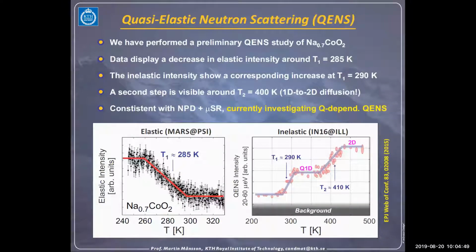So this is an energy result. So you can actually look at dynamics with neutrons as well. And what we see is that the static intensity of the material goes down around the first transition, and the inelastic goes up, in 2 steps, at T1 and T2. And that the inelastic goes up means that the dynamics is increasing in 2 steps. These are probably related to these two, 1D versus 2D diffusion.